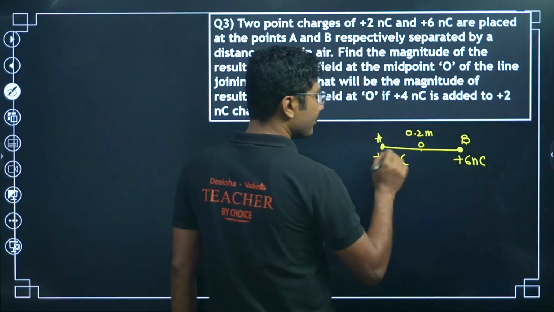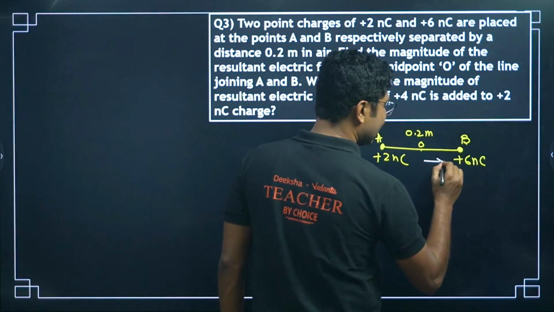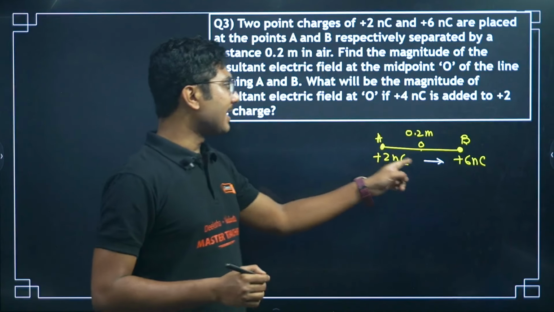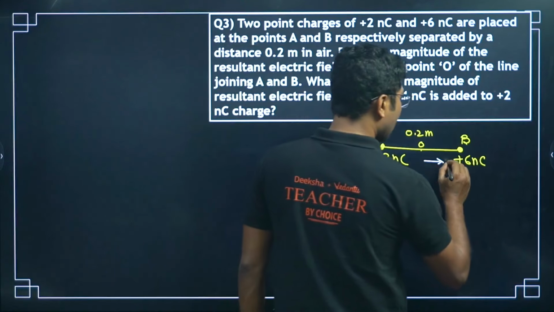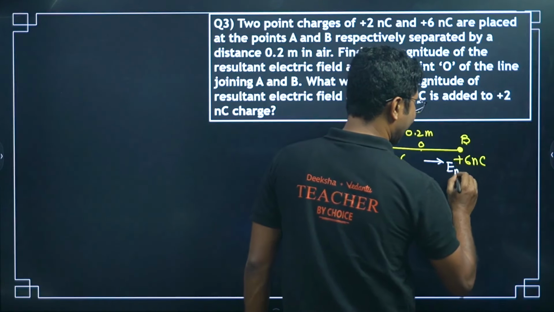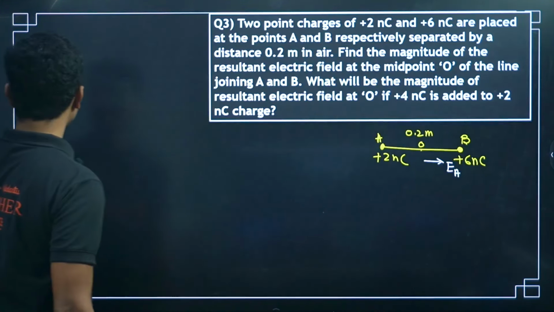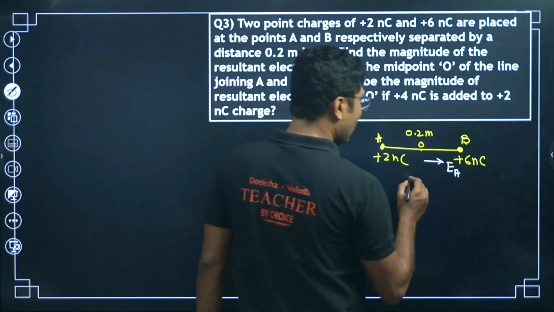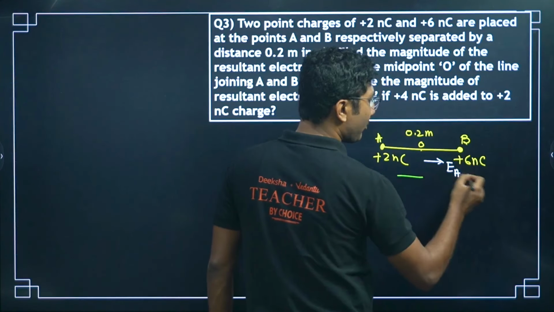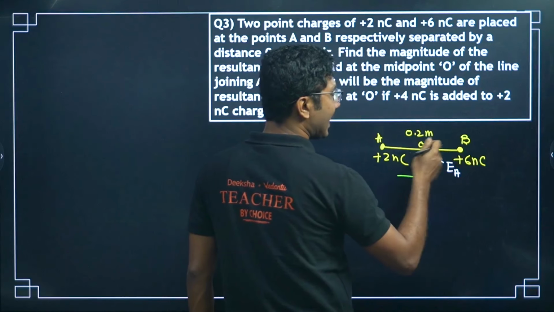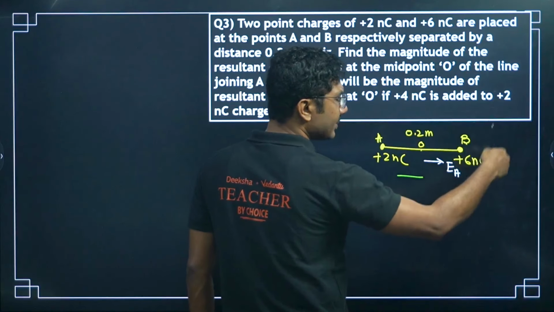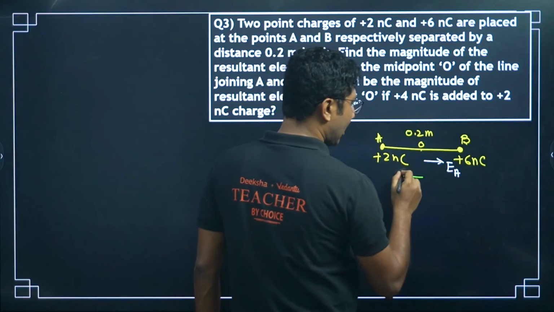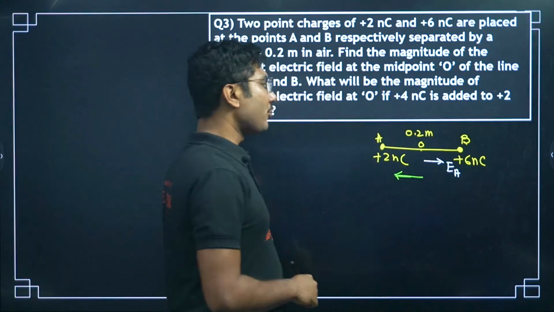So the electric field due to the charge at A is in this direction, since it is a positive charge, that means it is directed away from it. This is what we call EA. Now what will be the electric field due to B? Again this is a positive charge, so the electric field due to B at O will be away from this source charge. Now I am drawing a bigger arrow. Why am I drawing a bigger arrow?